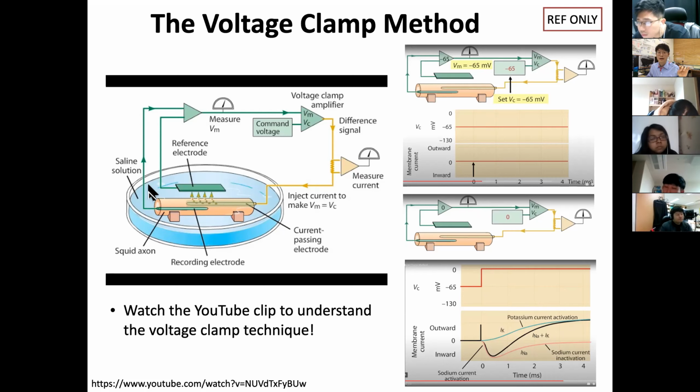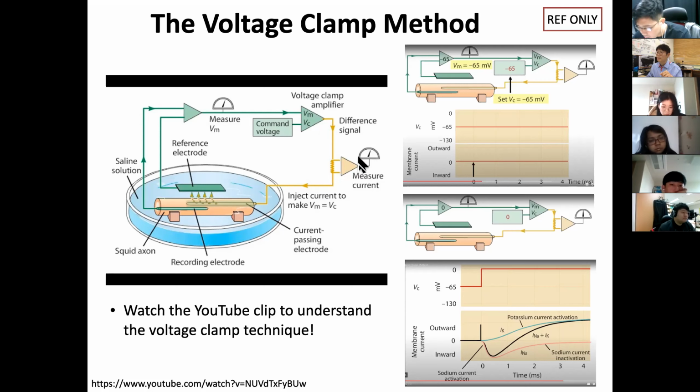So you have a saline solution and you put your recording electrode, and of course your reference electrode is outside. And you can measure this membrane voltage. And the cool part of this is now you actually have another electrode, which is a command electrode. And now, because this is a comparator, the difference signal can be amplified and you can inject current while measuring the current.